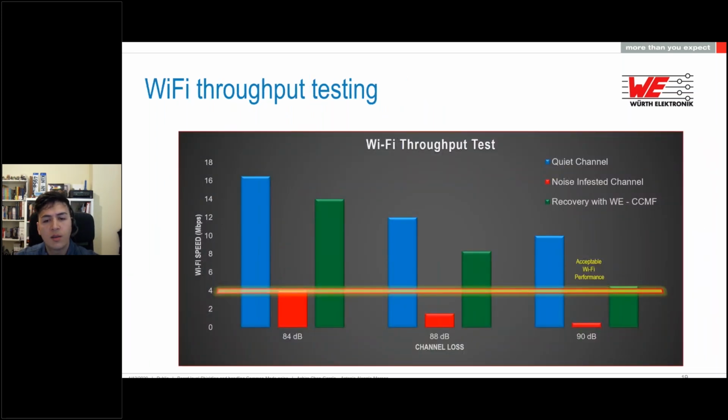Here is a real example of the CCMF. 3 different cases of the channel loss are shown, as you can see in the different colors. So the higher the channel losses, the lower the Wi-Fi performance. But thanks to the CCMF, our multi-layer common mode choke, we have been able to filter the common mode noise and antenna desense to get acceptable Wi-Fi performance. The yellow line is the limit for acceptable Wi-Fi performance, and as you can see here, the recovery from this choke is much higher.